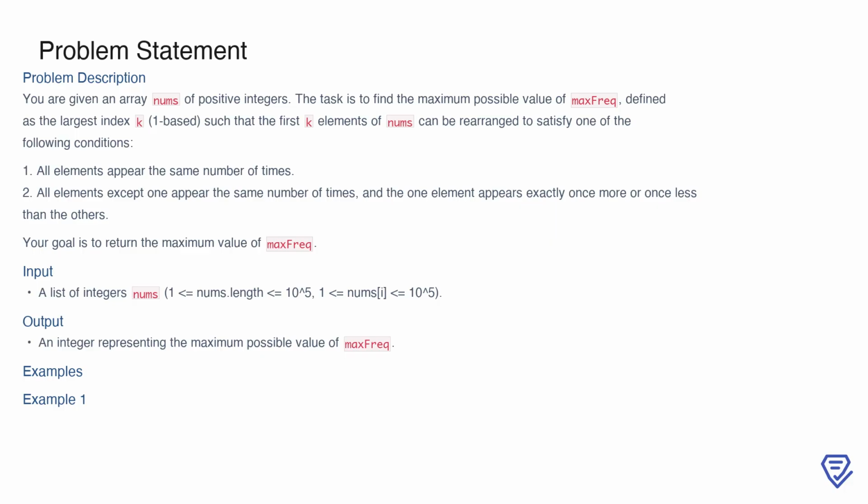The input is an array nums of positive integers, and the output is the maximum possible value of max frequency. For example, if nums has a length of 10, you determine the longest prefix of the array that can satisfy one of these conditions and return its length. The constraints require that the solution be efficient enough to handle arrays of up to 100,000 elements where each value can range from 1 to 100,000.